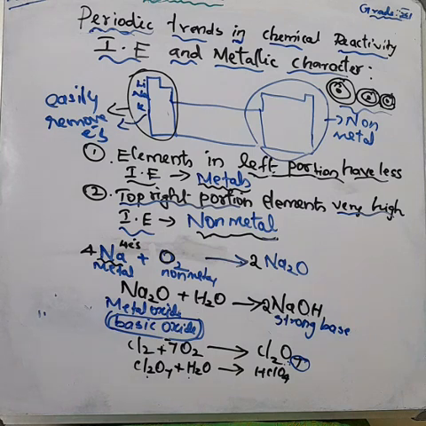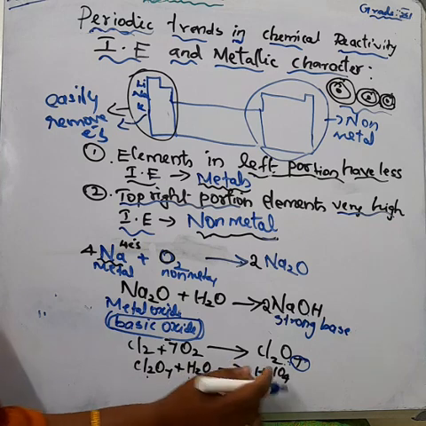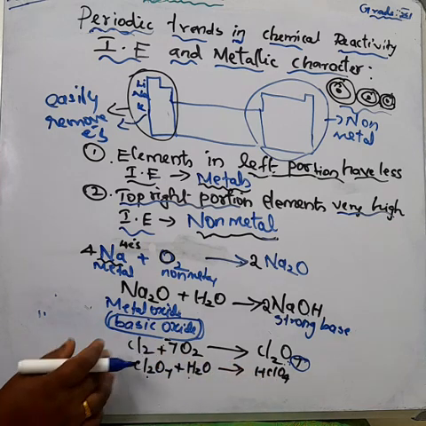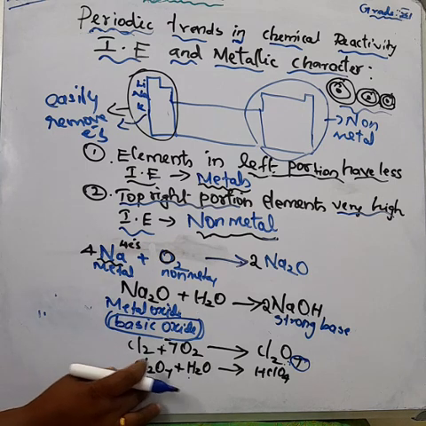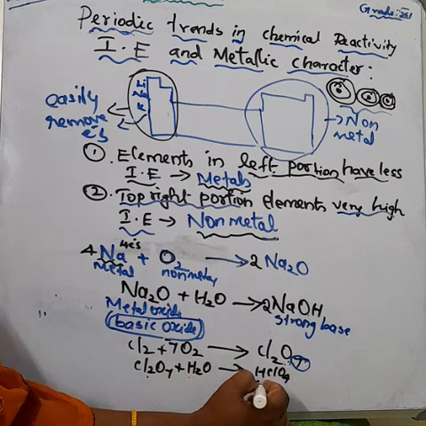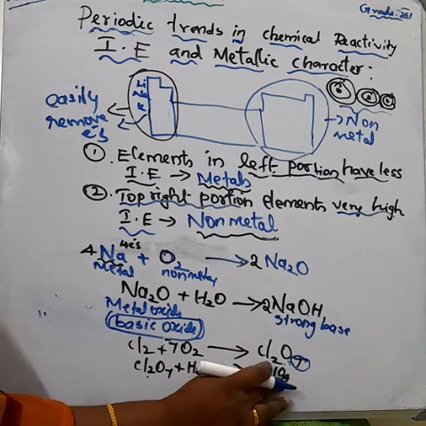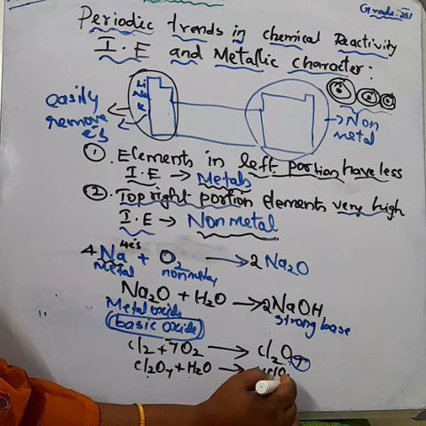Here, what do you mean by acidic oxide? When one of the oxides combines with water to form a strong acid, that oxide we call an acidic oxide. Okay, here, how many chlorine atoms?